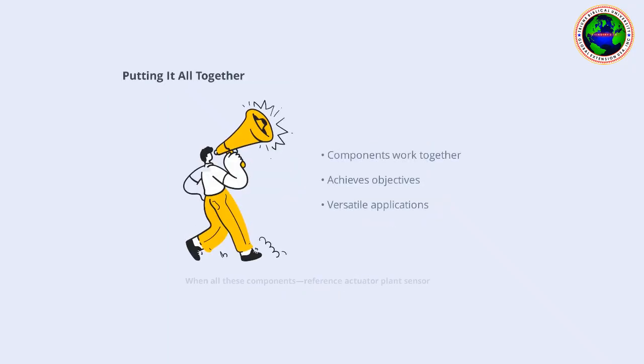When all these components, reference, actuator, plant, sensor, and controller, work together, you have a complete control system. Each part plays a unique role, and their interaction is what allows the system to achieve its objectives. This teamwork is what makes control systems so powerful and versatile.